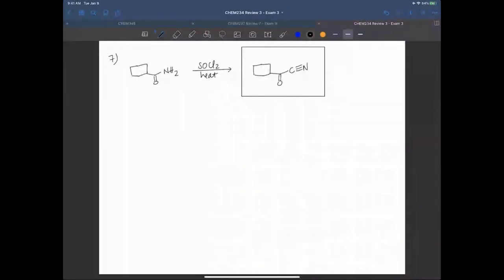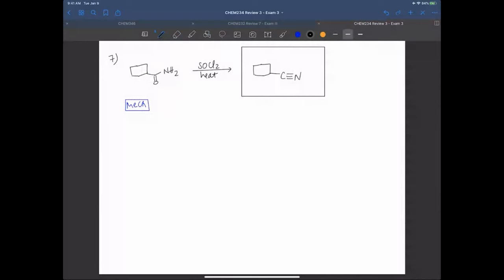Be very careful, and this is why I deliberately put this here, because I do want to talk about the mechanism. This is exactly the same problem I got last semester with my students as well. Take note, this is an amide. So if I put in thionyl chloride, I will get a nitrile. In fact, I don't have this. I'm adding too many carbons, right?